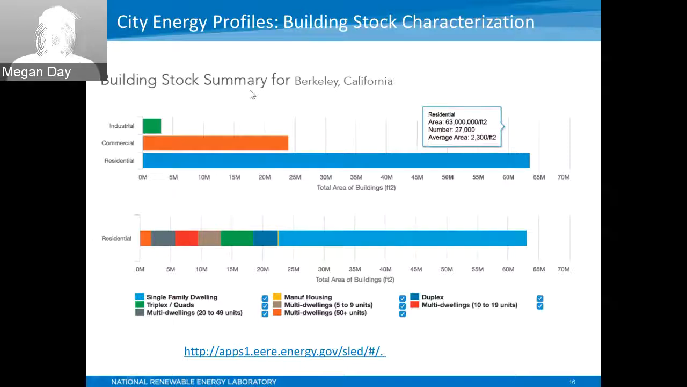So we provide the summary data by either number of buildings or estimated total area by sector. And then below you can break out the different sectors. And so here we're showing the types of residential buildings, which often in the US includes many single family homes, even in Berkeley, California. Again, as a way to help cities make more strategic buildings decisions as far as energy use.